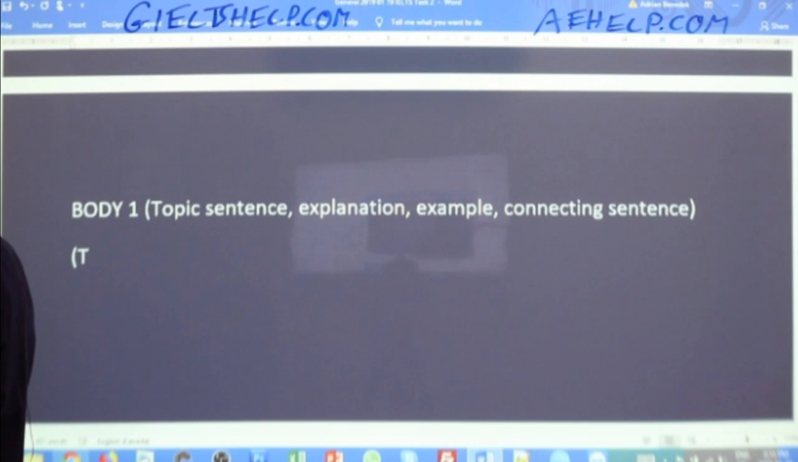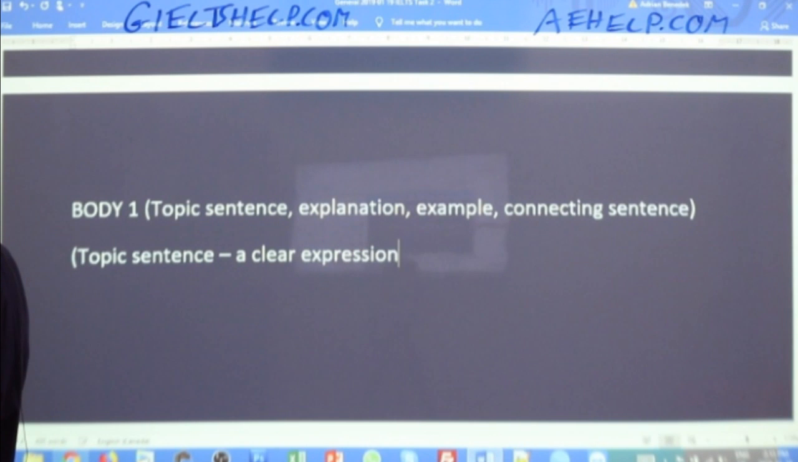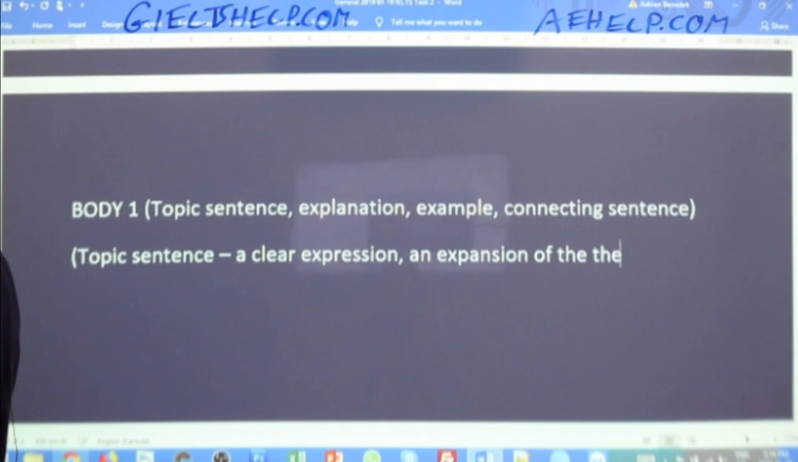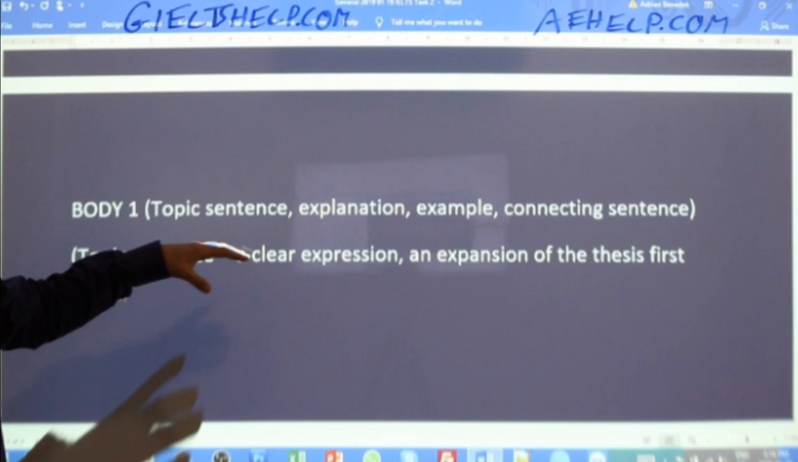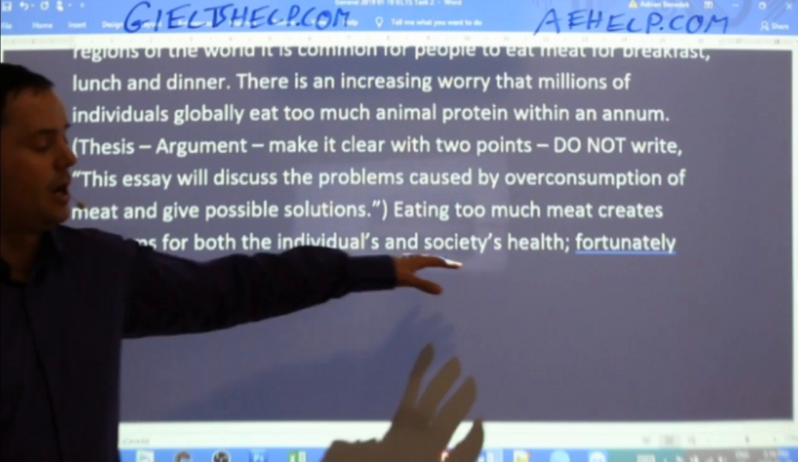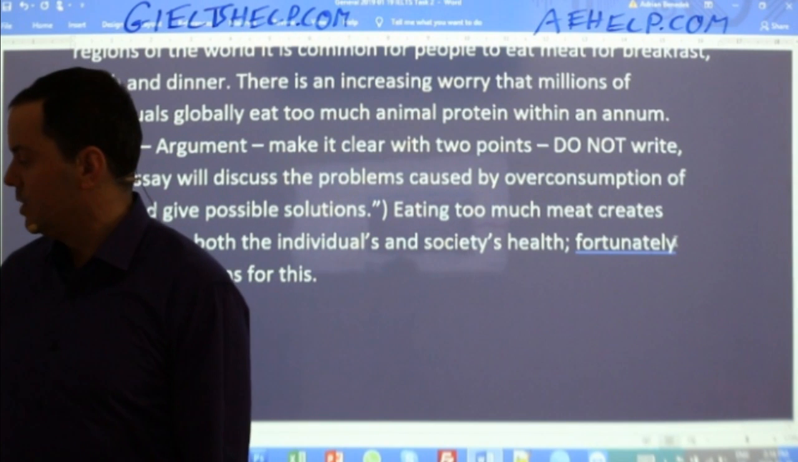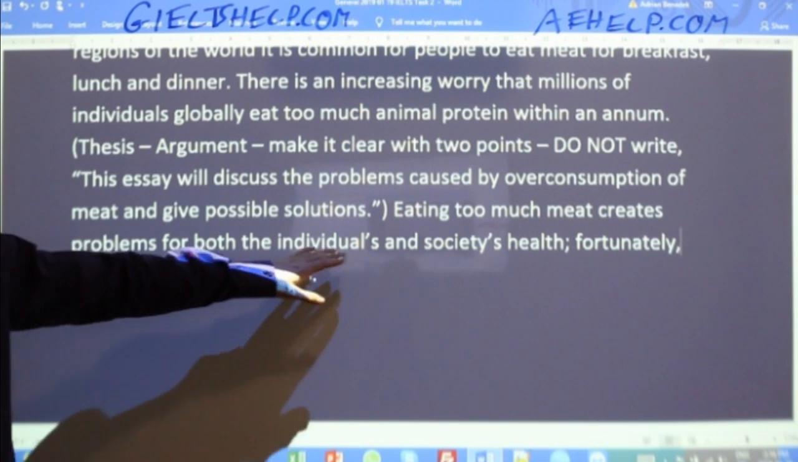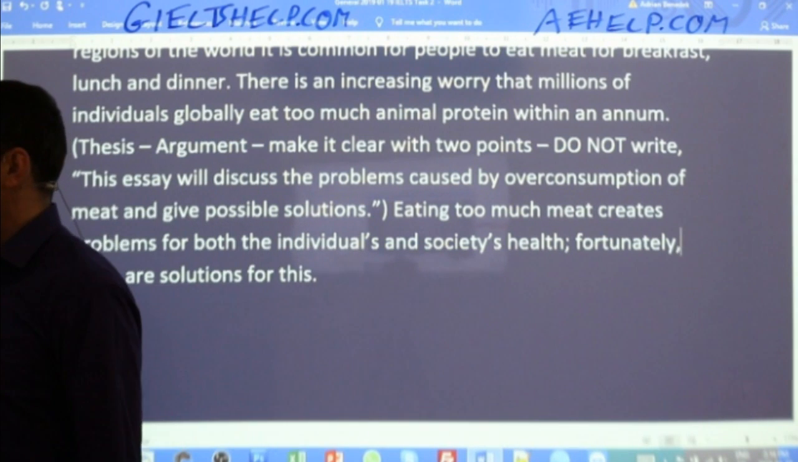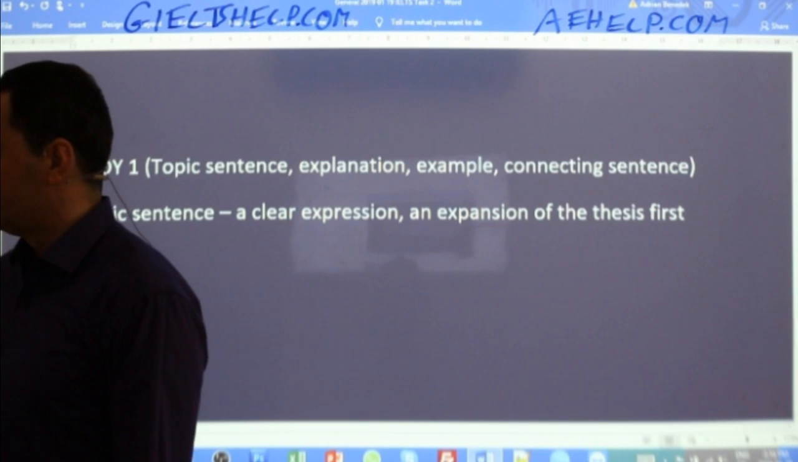A topic sentence is a clear expression, a deeper expansion, let's say an expansion of the thesis first point. Okay, so this is another reason, students, why it's really important to write a clear thesis first point, because that helps you to know how to write your body paragraph. Okay, so now we know from our thesis that body paragraph 1 is about the problem for the individual's health. Okay, so I can express that and expand on that in a full sentence.